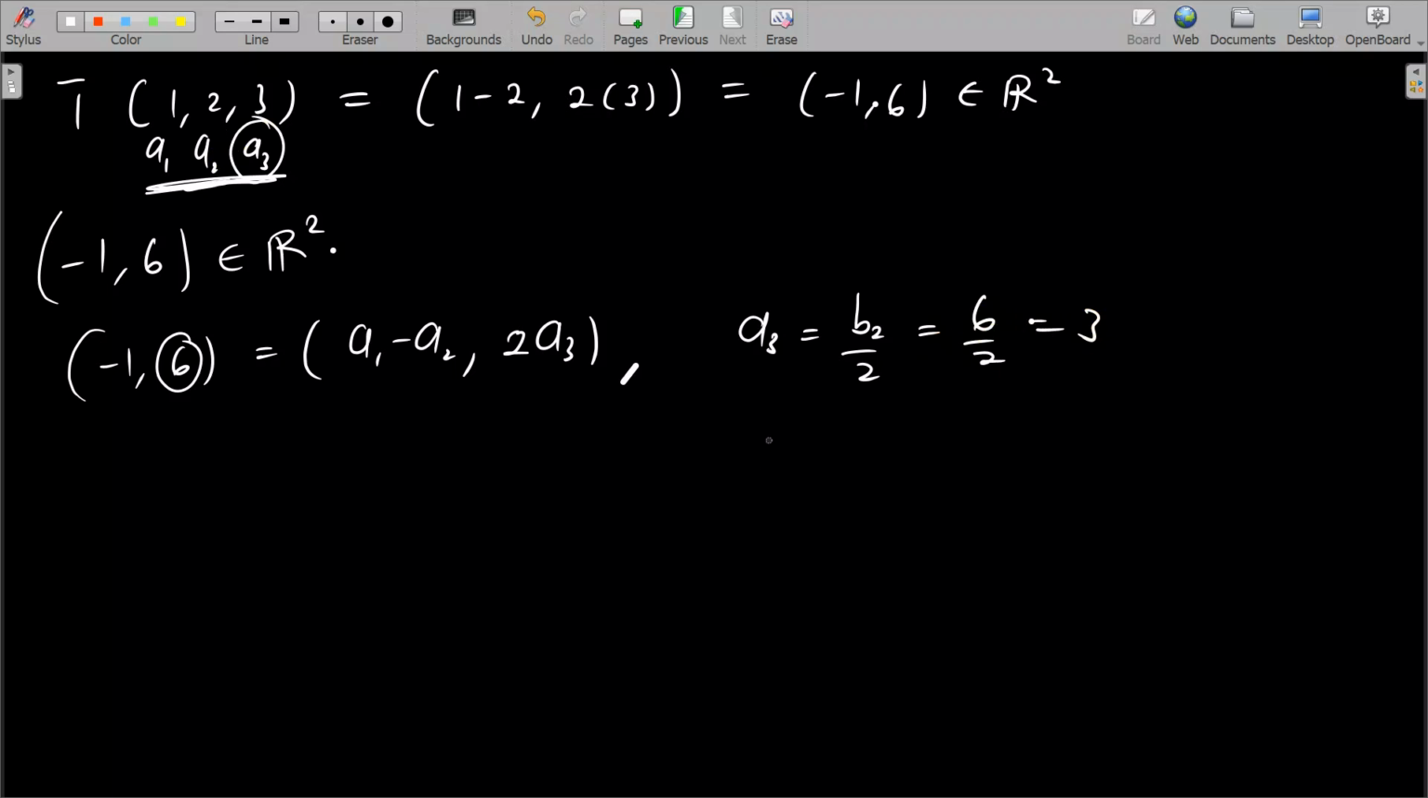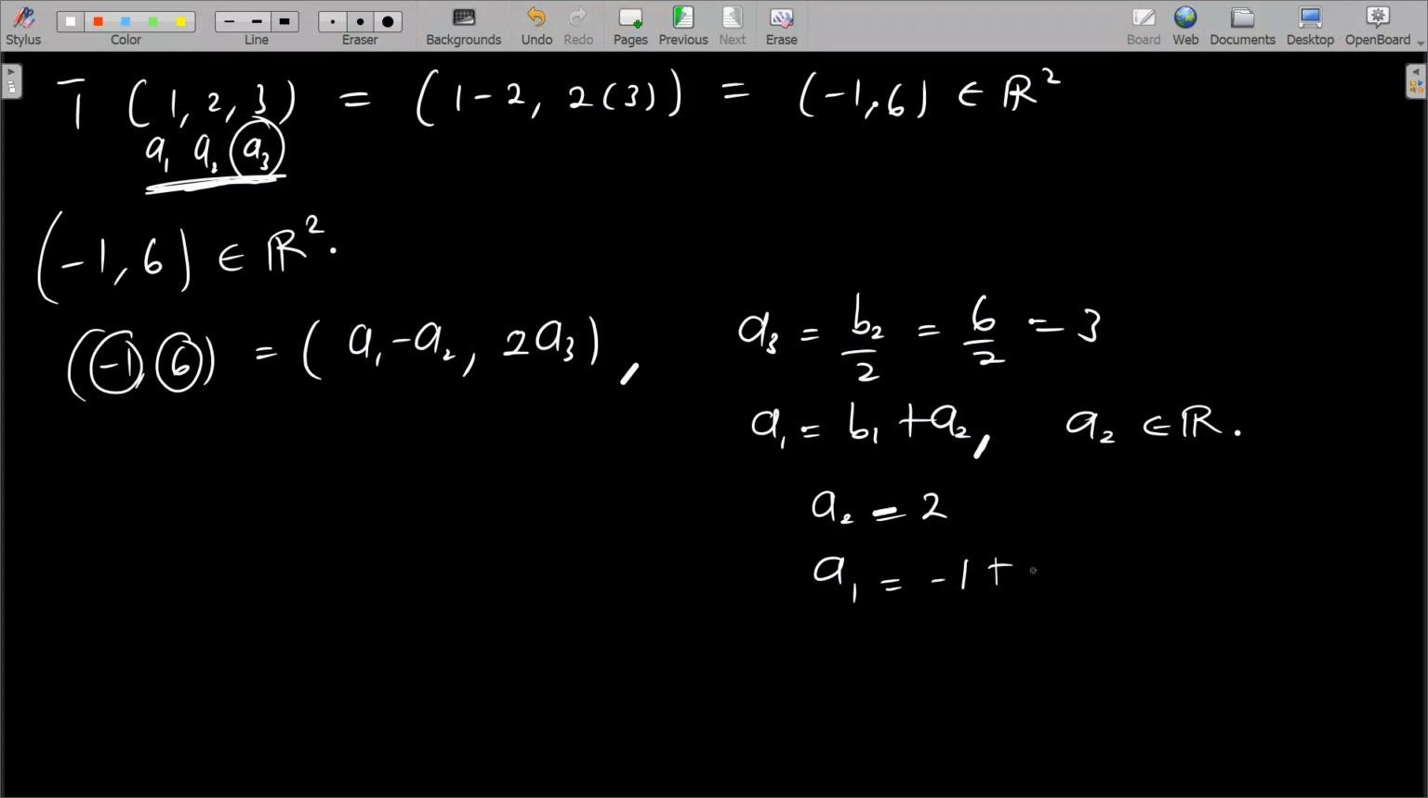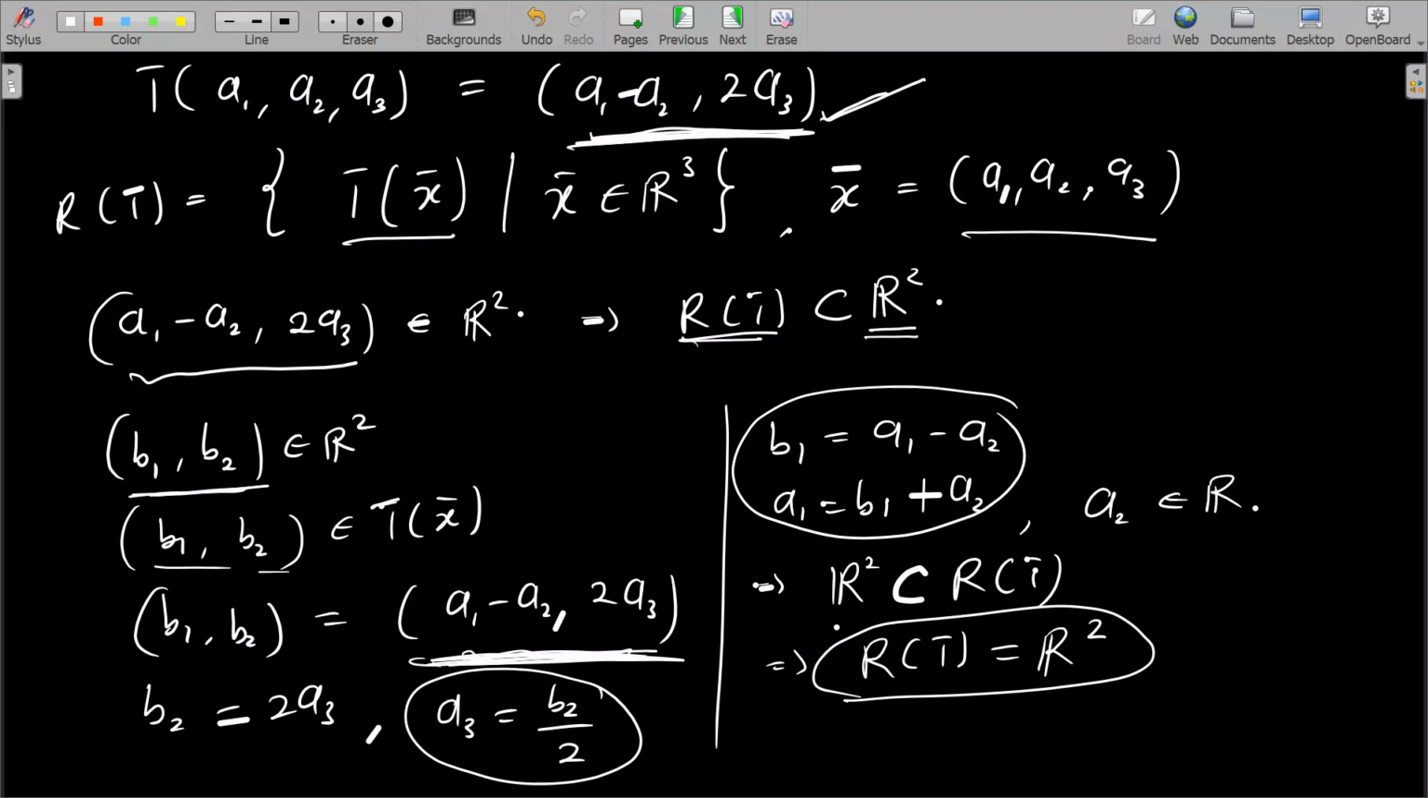And we know that a1 should be equal to b1 plus a2, where a2 can be any number. So we can pick any number. If I pick a2 to be equal to 2, then what is a1? b1 is -1, so a1 is b1 plus a2, which is -1 plus 2, and that gives me 1. So it means this vector, (-1, 6), can be written as a1, which is 1, minus a2, which is 2, and then 2 times a3. This is what we have. So every element you can pick from R2 can be written as a transformed vector, or is part of the transformed vectors, T of x. So the range of T that we are after is just R2.